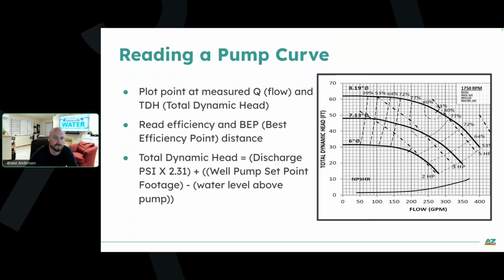And so to read it, you need to plot what your flow rate is. That's going to be Q, at the very bottom. If you're at 200 gallons a minute, you run a line straight up, and you're measuring that off of your meter. And then you're also going to take your total dynamic head. That's going to be your discharge reading converted to feet.